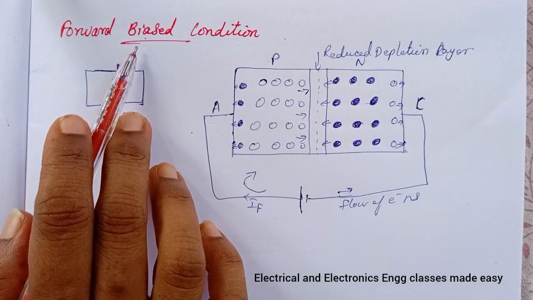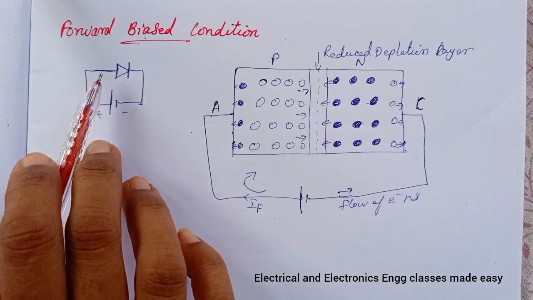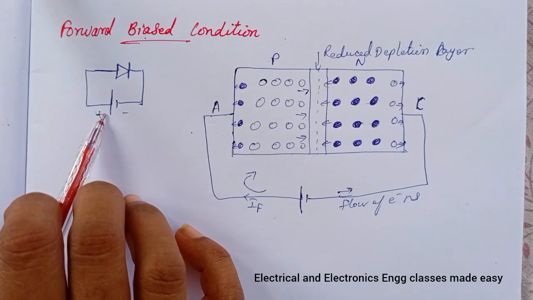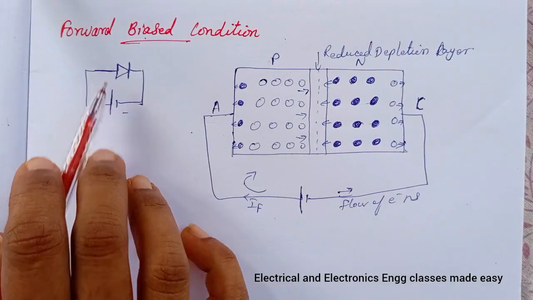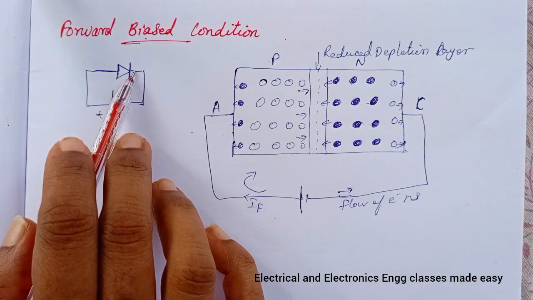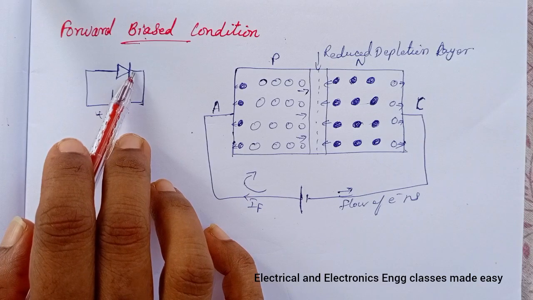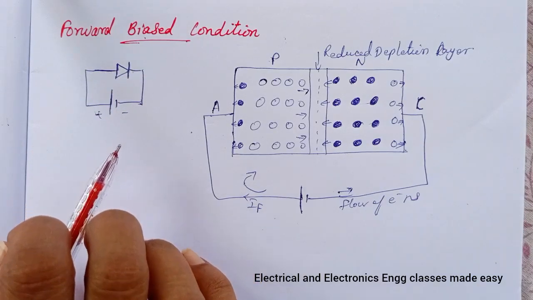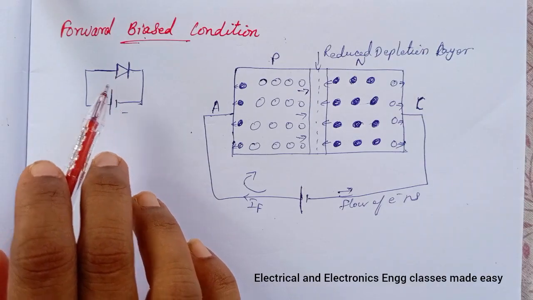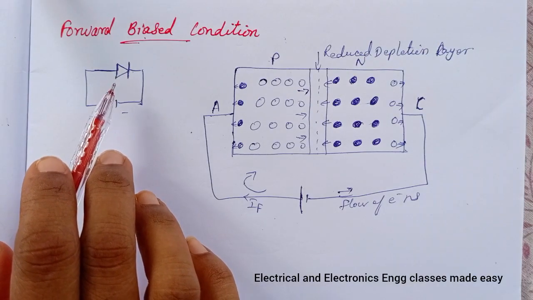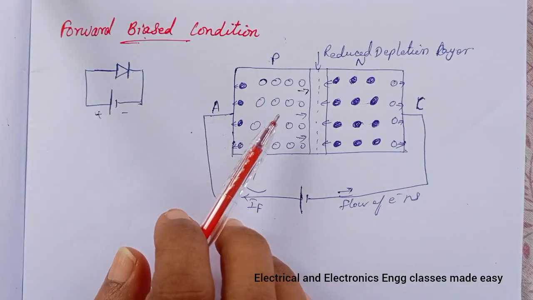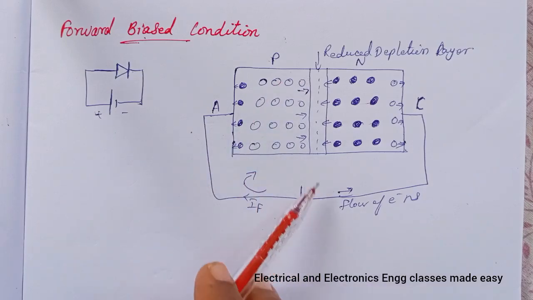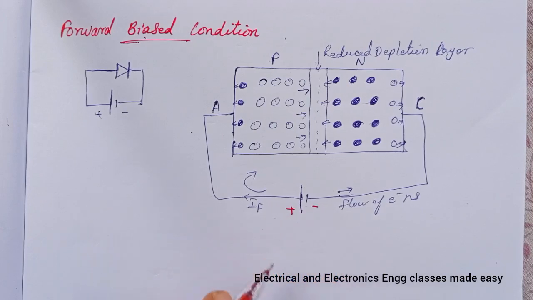So bias means applying DC voltage, and if the positive terminal of the DC battery is connected to the P side and negative terminal to the N side, the junction is said to be forward biased. So this is a forward biased PN junction diode, and when a PN junction is forward biased, so here P is connected to positive and this is negative.